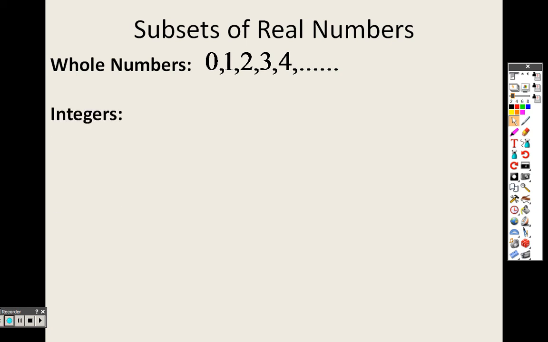Next up we have integers. Integers are numbers that are both negative and positive, and they also contain 0. But integers do not have fractions, they do not have decimals in them, so keep that in mind as well. They do not have weird square root signs in them either. All they have are negatives, positives, and 0, and they go on forever in either direction.